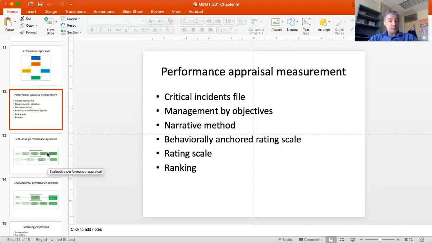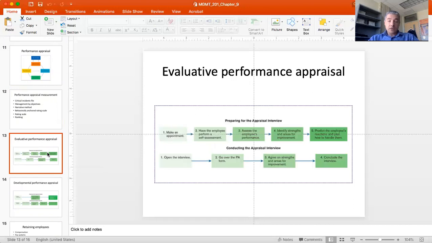Performance appraisal could be of two different kinds, evaluative and developmental. With evaluative performance appraisal, again, multiple steps. You make an appointment with an employee. You ask the employee to perform a self-assessment. And that is actually quite critical, right? You give the employee an opportunity to reflect on how he or she performs.